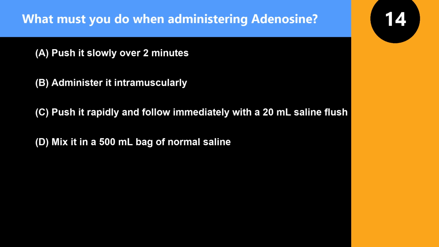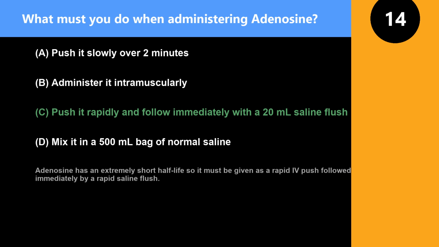Question 14. What must you do when administering adenosine? Option A, push it slowly over 2 minutes. Option B, administer it intramuscularly. Option C, push it rapidly and follow immediately with a 20 ml saline flush. Option D, mix it in a 500 ml bag of normal saline. The correct answer is option C, push it rapidly and follow immediately with a 20 ml saline flush.